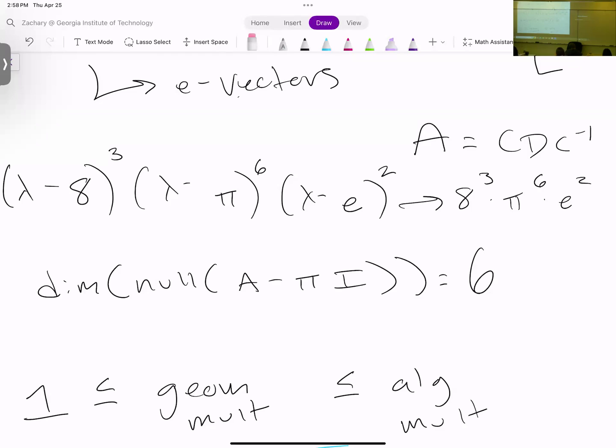Any other parting questions? Yeah. All you're checking is this: is geometric equal to algebraic? Geometric is the dimension of your eigenspace, the dimension of null A minus lambda I. If that number is equal to this number for all your lambdas, 2 thumbs up.